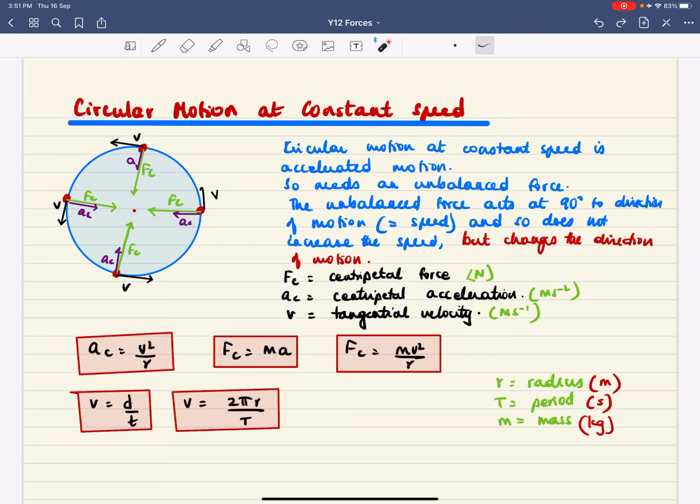Now, acceleration for circular motion, because it's going in a circle, is given by v squared over r, where v is the speed with which something is moving around a circle and r is the radius. So how do you get the centripetal force, which is your unbalanced force? It's ma. So you've got m times v squared over r. If you don't know the value for v, but you know the radius and the time something takes to go around a circle once, that's the period, then you can use v, which is the distance, is 2 pi r over T to get v, and then you can find one of these.